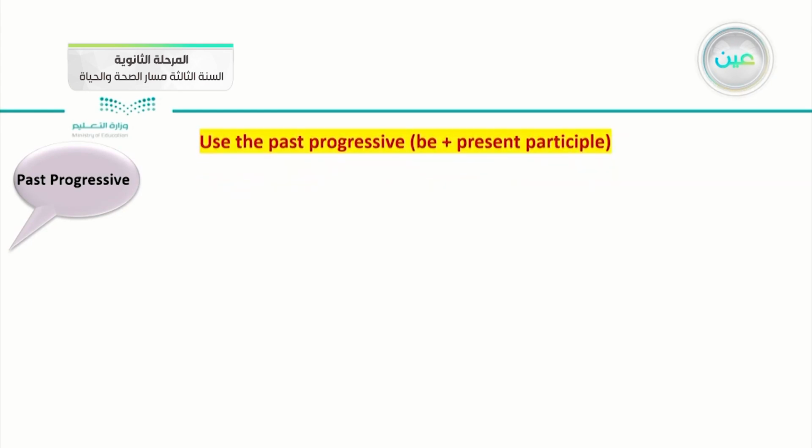Okay, now we will move on to complete our grammar from Unit 2. Now we will talk about the past progressive. What is the usage of the past progressive? What is the structure of it? How can we apply it? What is the suitable sentence with it? So, to use the past progressive, this is the structure of it: be plus present participle.